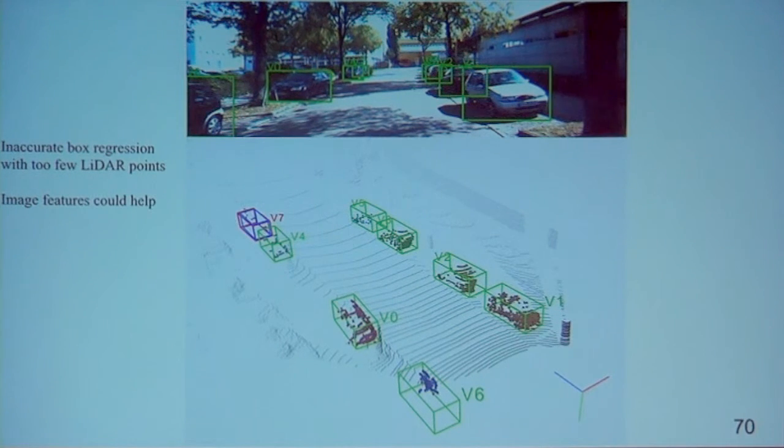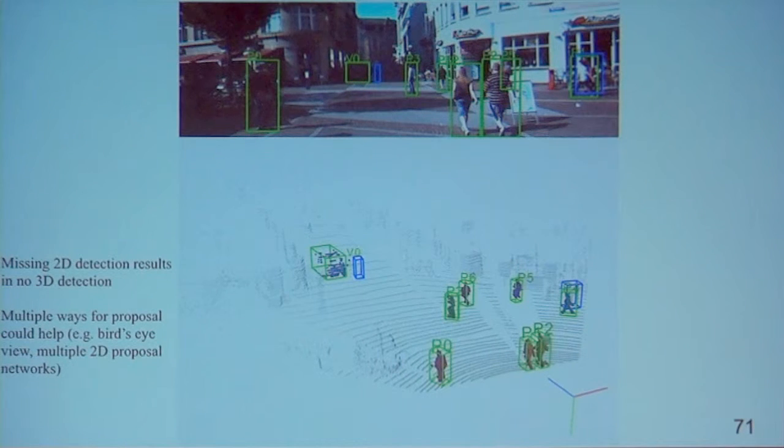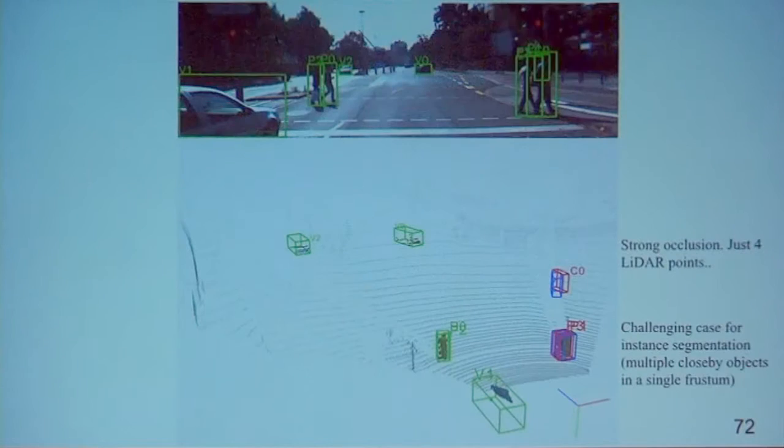You see they're pretty off because there are just too few LiDAR points to get a good detection. And then, of course, we rely on 2D detection, and if you miss a 2D detection, you won't be able to detect the object. So if you look at the blue box there, there is no detection.